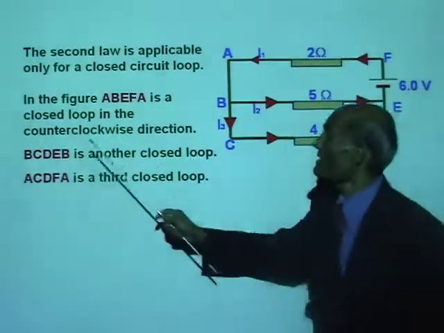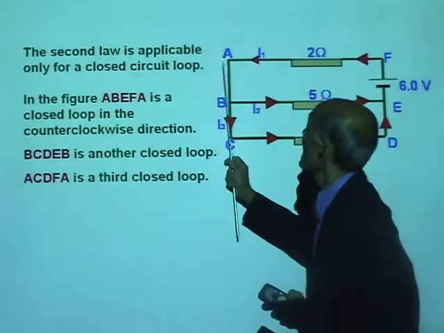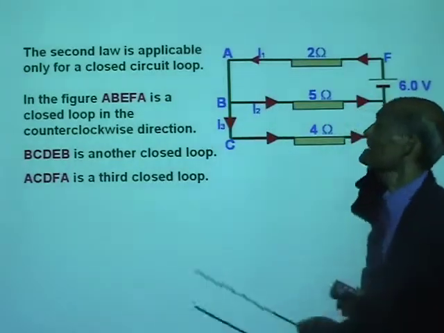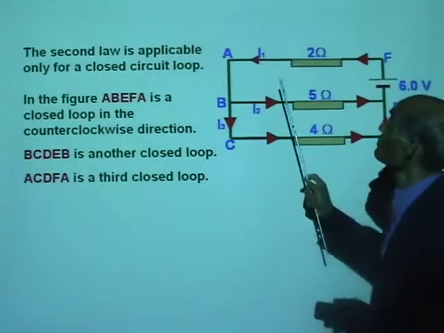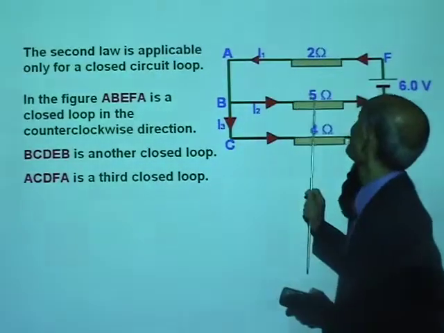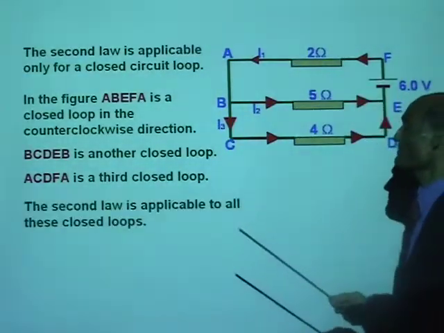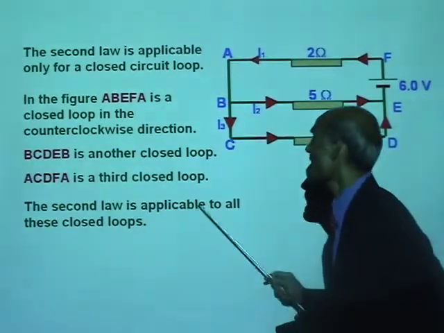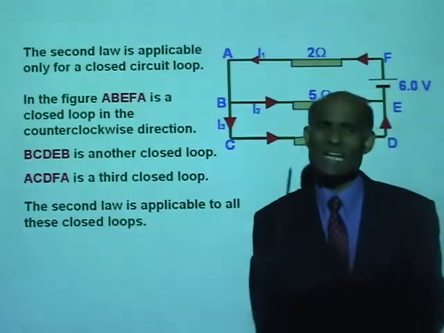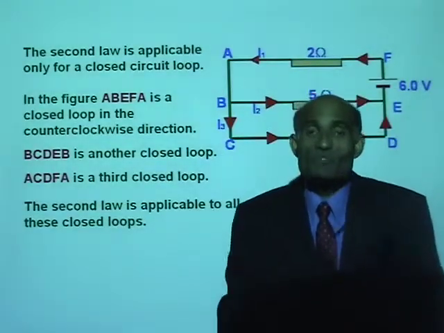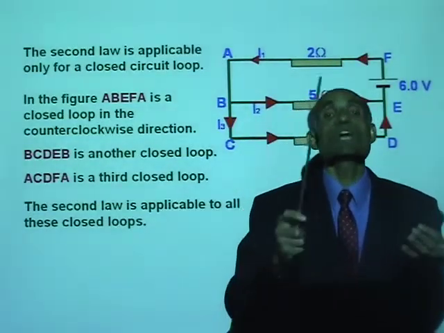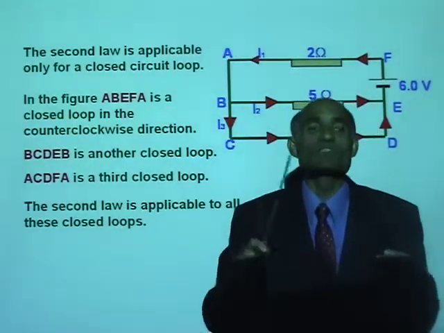Okay. Another closed loop is A, C, D, F, A. So we have identified 3 closed loops in this network of circuits. So the second law is applicable to all these closed loops. What does the second law say? The algebraic sum of the potential drop in a closed loop is 0.